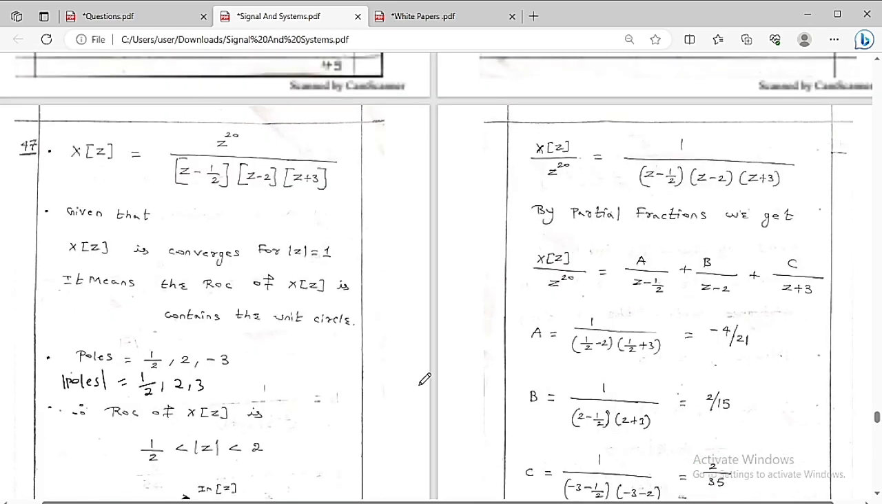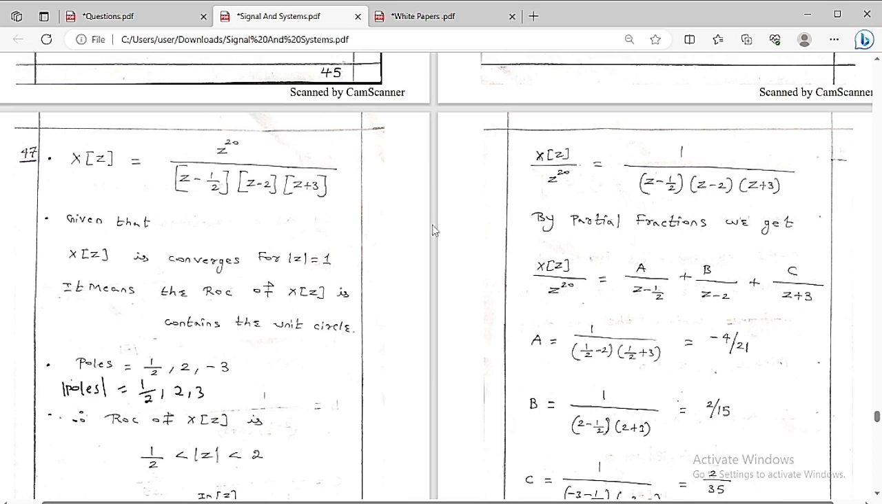So therefore we can see what X(z)/z to the power of 20 is. I have taken z to the power of 20 down here. Then I got 1/((z - 1/2)(z - 2)(z + 3)). So by partial fractions, what are we going to get? Basically I want to use partial fractions in order to simplify this expression. Then I am going to get X(z)/z to the power of 20 equal to A/(z - 1/2) + B/(z - 2) + C/(z + 3).